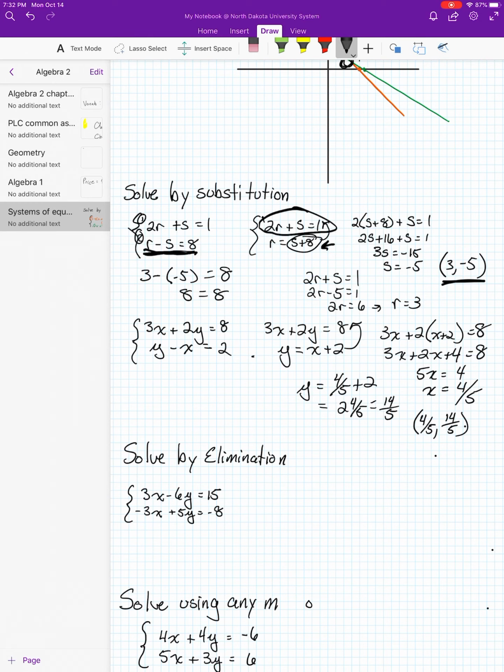I happen to know that this is, in fact, a solution to this system, but I will leave it to you guys to check, because you know how Ms. Polson likes to have you guys check your work. Okay.